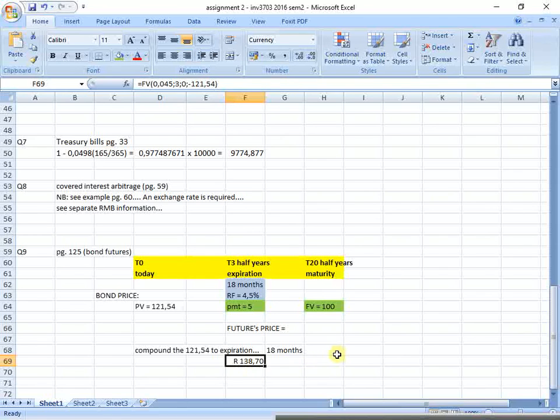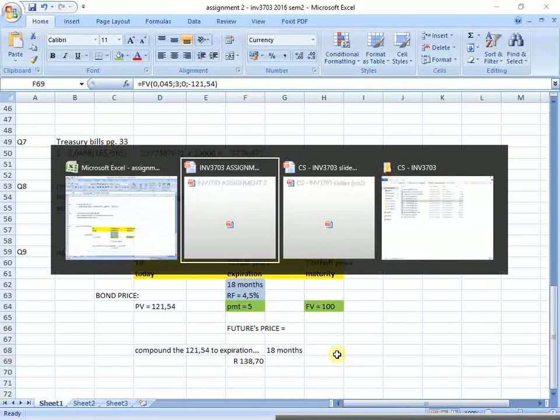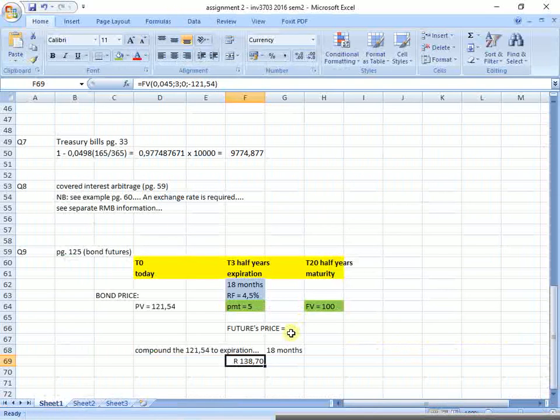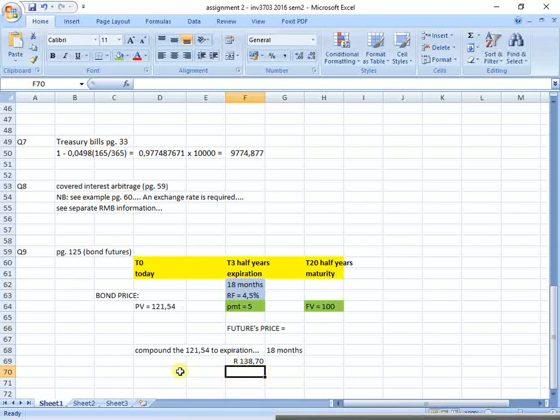Time value of money. Taken forward 18 months at a rate of 4.5%. The risk-free rate is 4.5. 18 months is 1.5 years. No coupon. Yes, you've got a price that represents all the future cash flows.